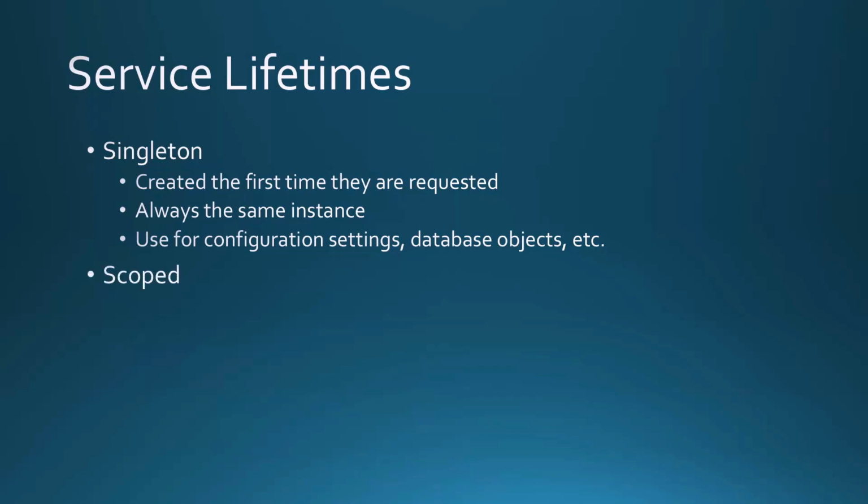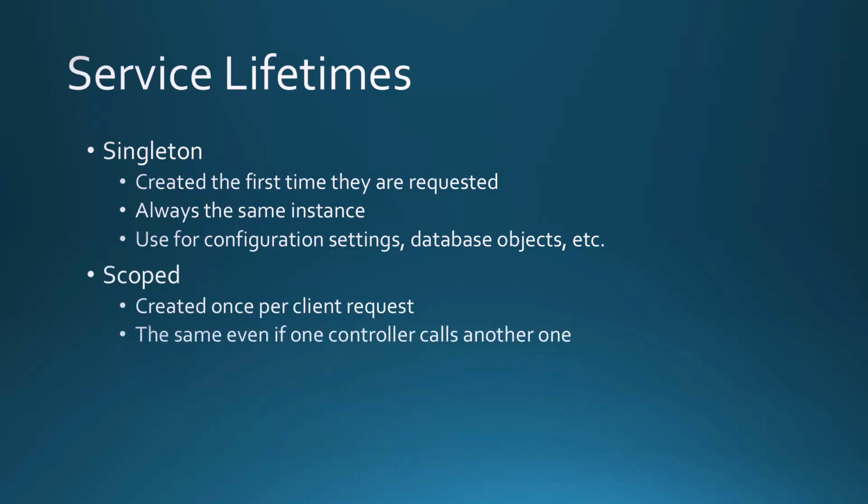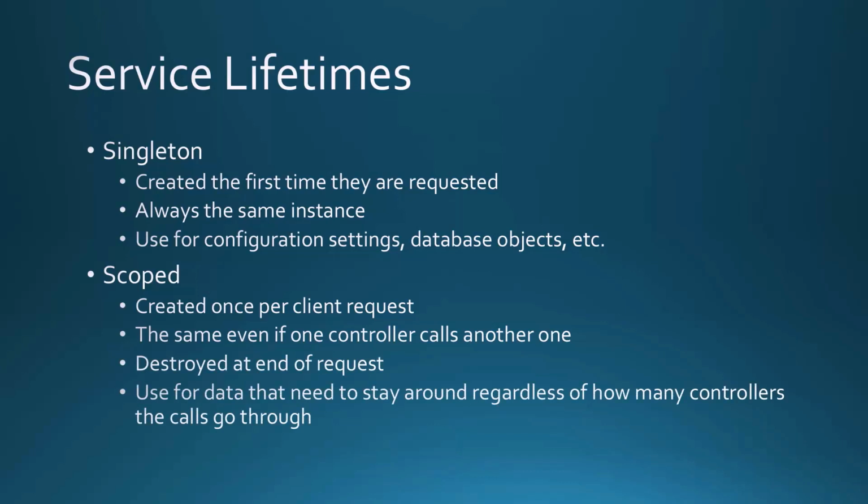The other type of lifetime we have is called scoped, and scoped means it's created once per client request. So it's always the same, even if one controller calls another one, it would pass that same request through, and then it's destroyed at the end of the request. So we use this for data that needs to stay around regardless of how many controllers the calls go through. So if controller 1 says, well, I'm going to redirect you over to controller 2 over here, this one instance of this object is going to pass through that.